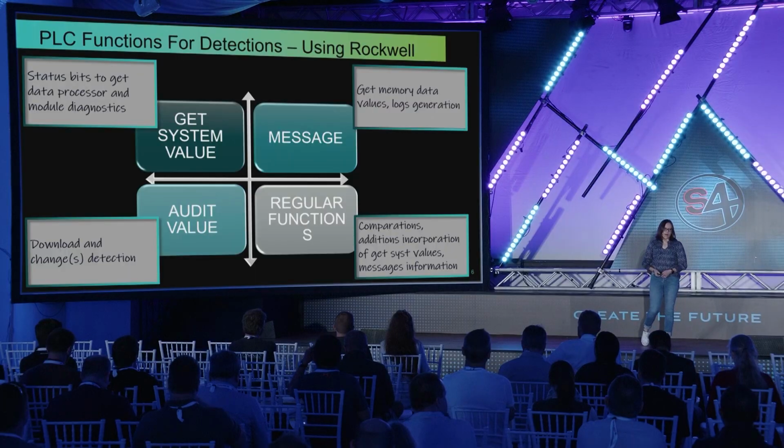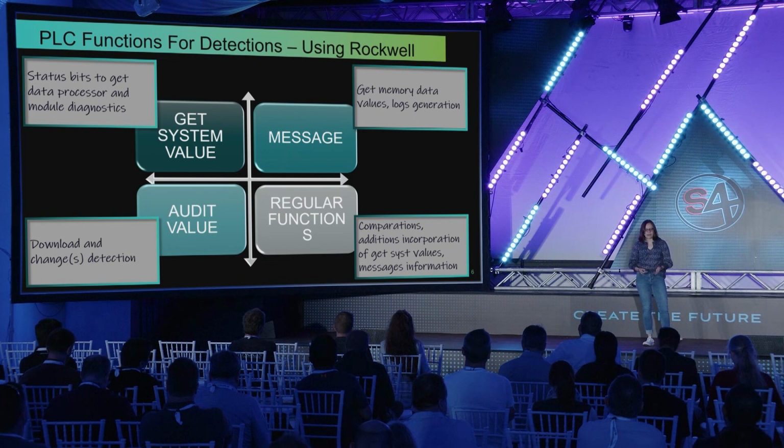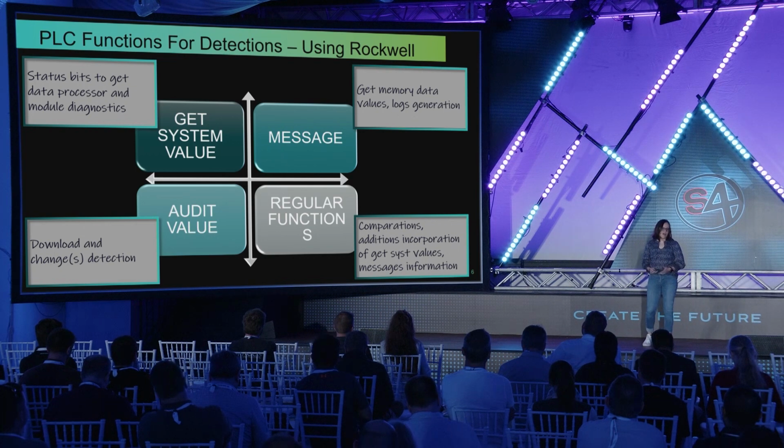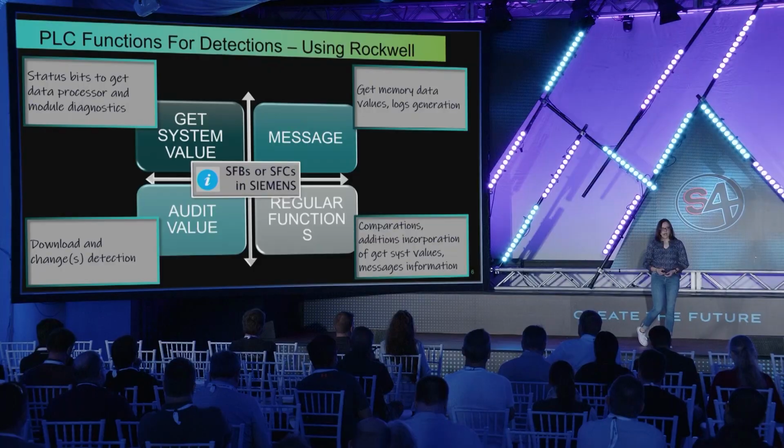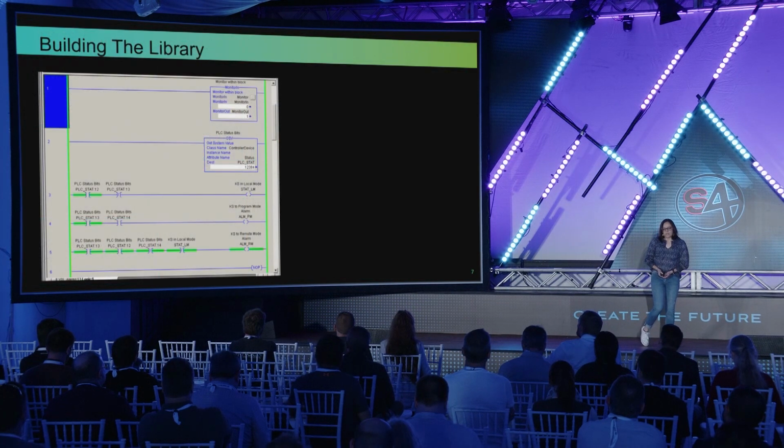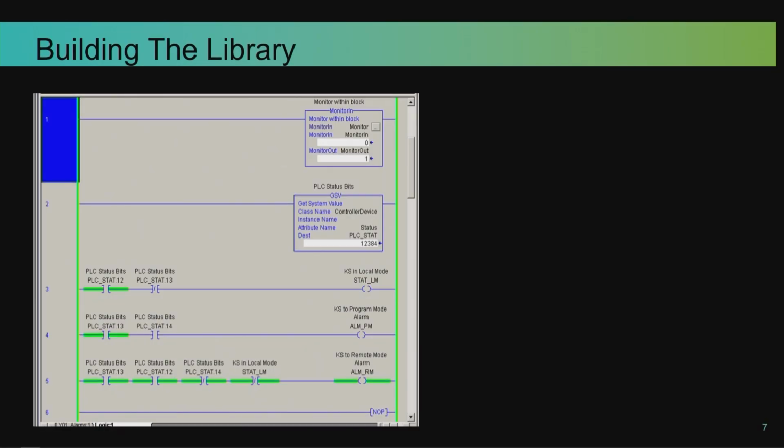And then we have the regular functions. The regular functions are very easy logic: comparisons, additions. You will see that I just have contacts, coils, that's it. Of course, each platform is different. Siemens, for example, handles SFVs and SFCs that are similar to the get system values. So this is what we have in the library. This is one block. This is actually for the key switch.